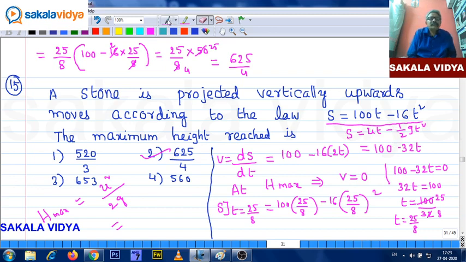U means 100, so 100 into 100 by 2g, so here half into g is equal to 16. Wait, now I will do it now. So simple, directly we can do this problem.